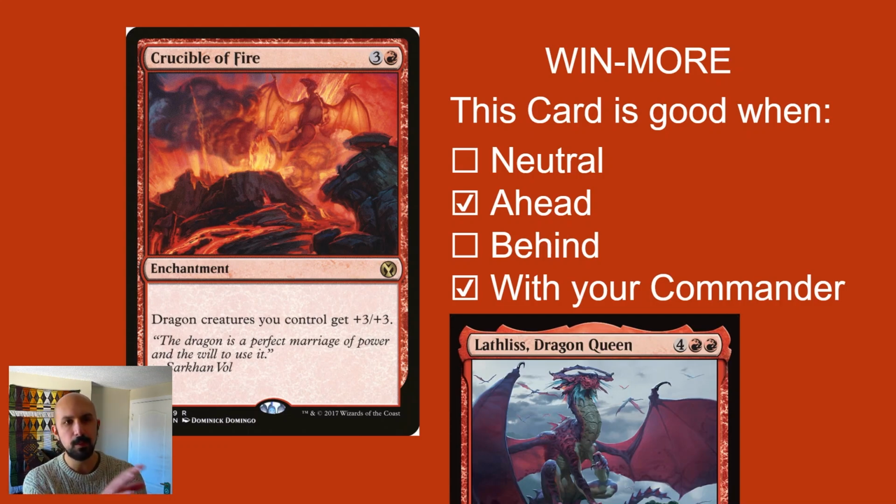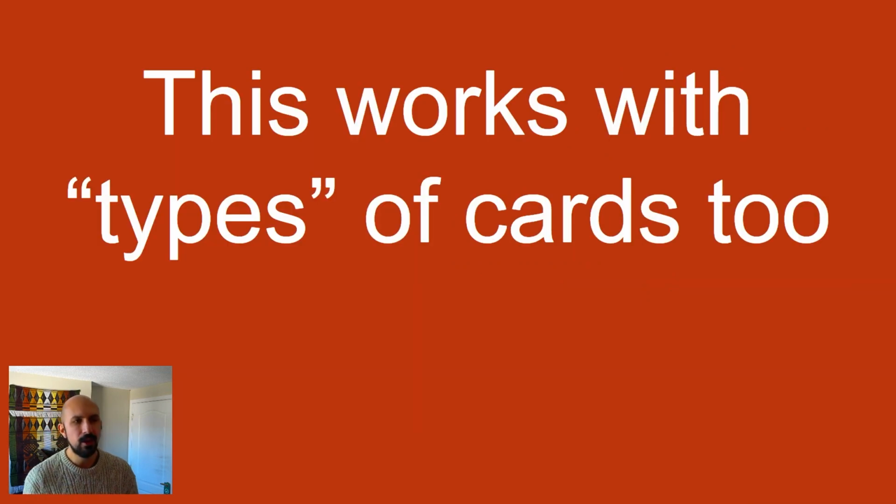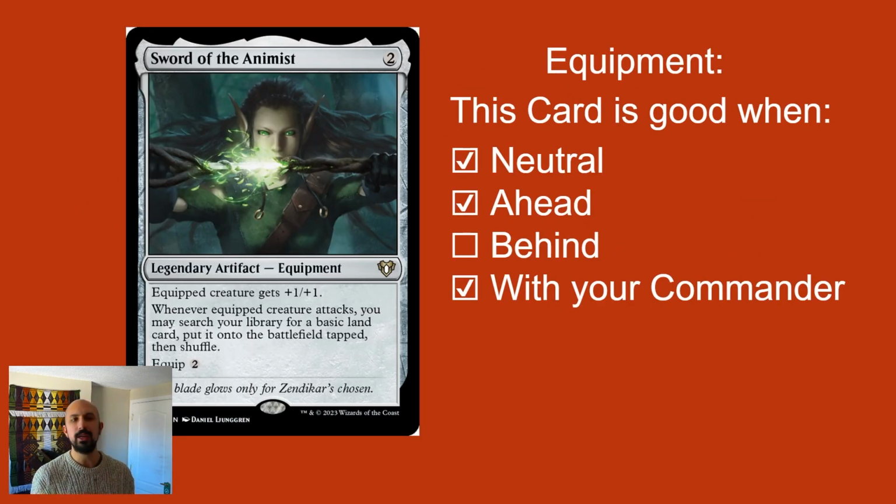So this is one of my favorite aspects of Quadrant Theory, is it allows us to signify or find these cards really, really easily. And it's a quick explanation that everyone can grok and feel like they understand the win more situation. Now, this doesn't just work with individual cards, this also works with types of cards. For example, we can look at equipment, and equipment is good in neutral, it's good when you're ahead, and it tends to be good with your commander.